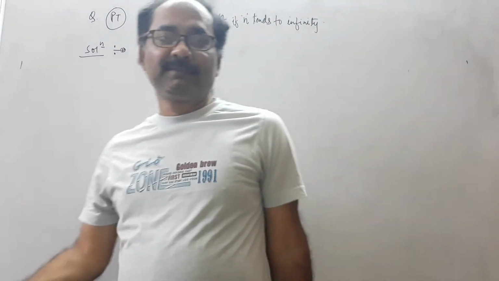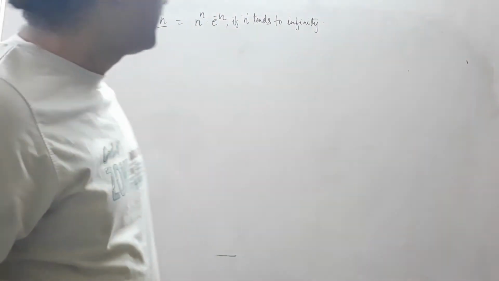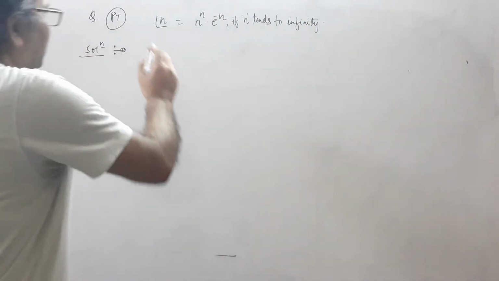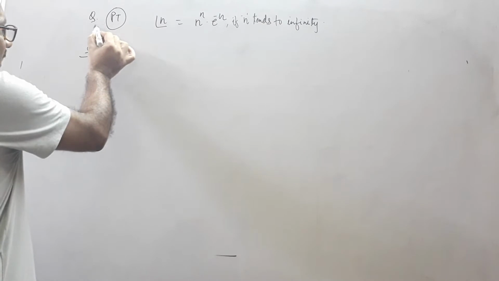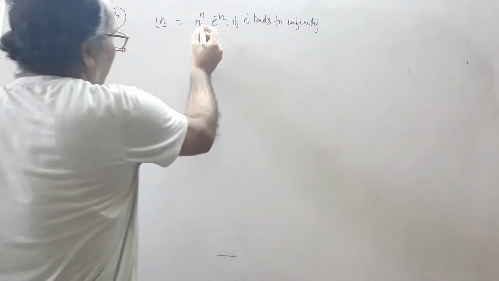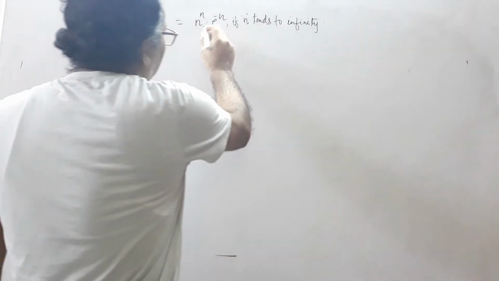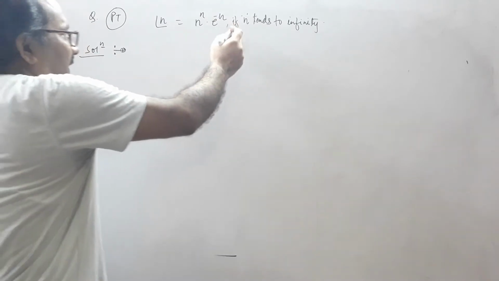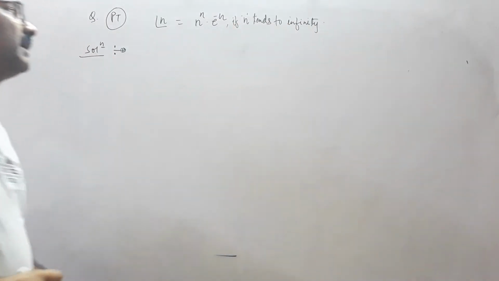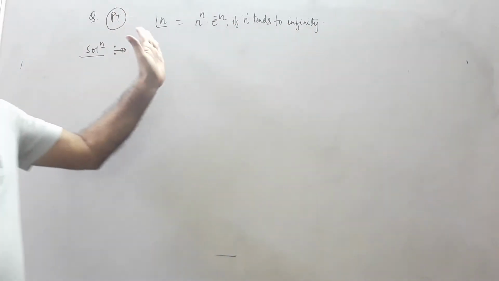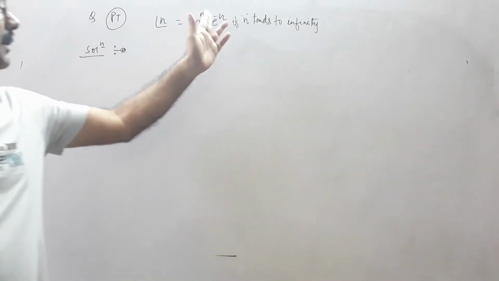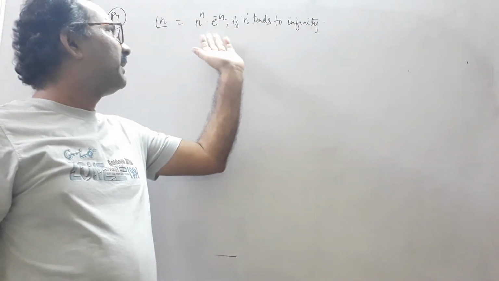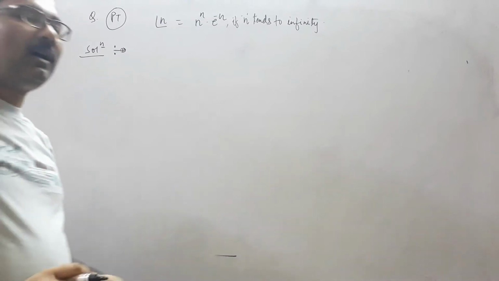Hello everyone. Today we are going to discuss this question: to prove that factorial n is approximately n to the power n multiplied by e to the power minus n as n tends to infinity. It means if n tends to infinity, then factorial n is equal to n to the power n multiplied by e to the power minus n. Then how to prove it?